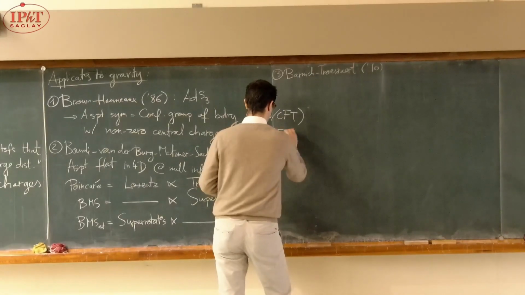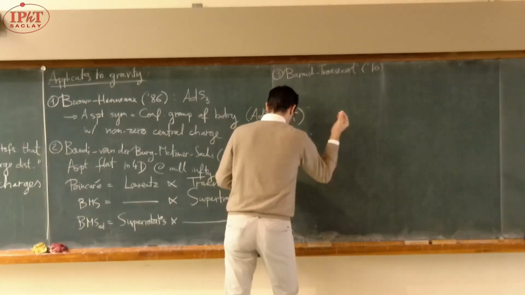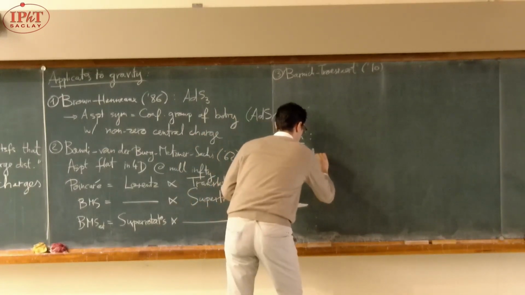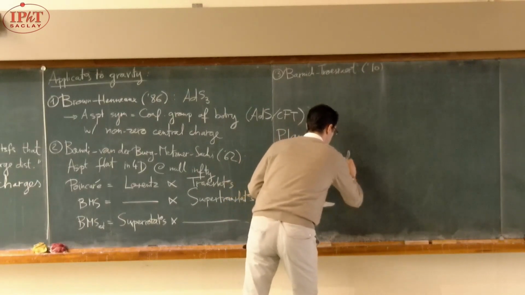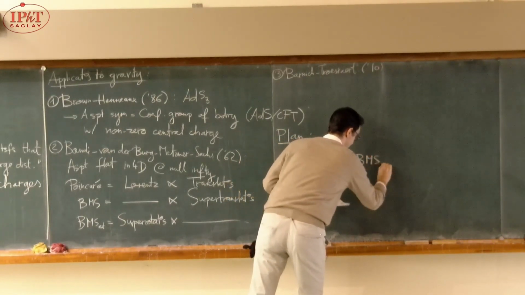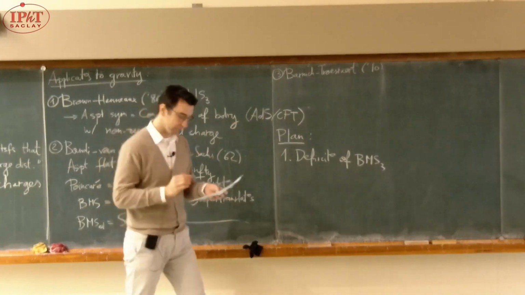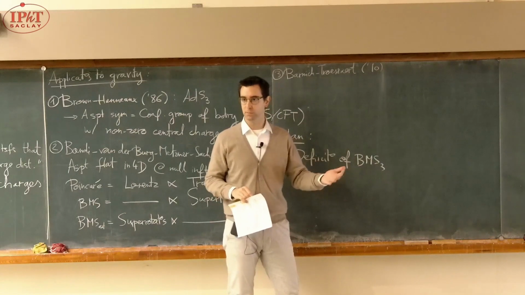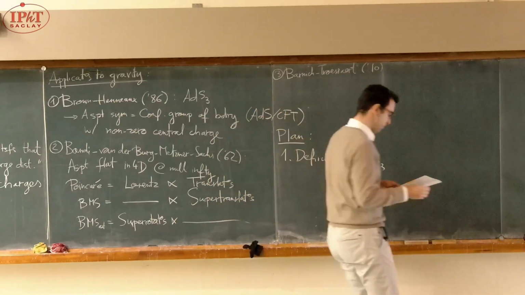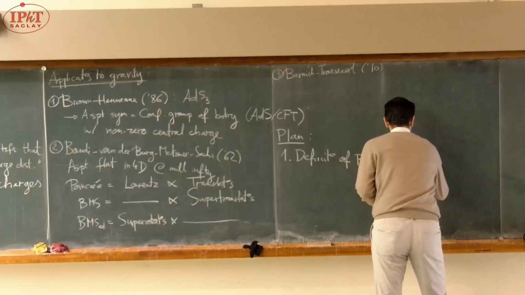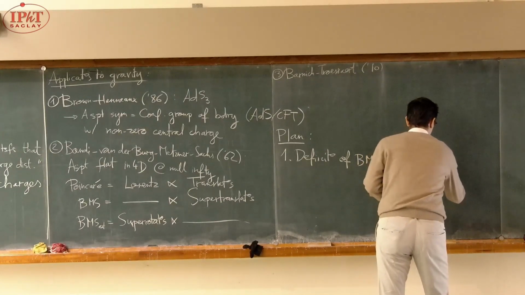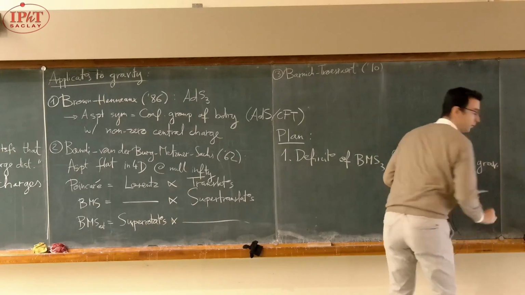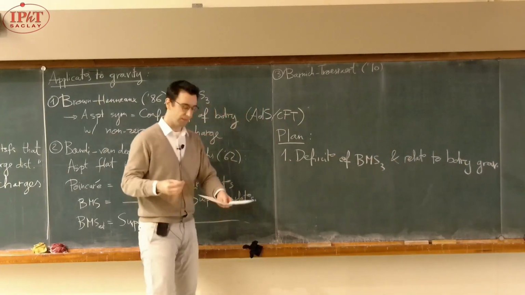Plan. There's going to be essentially two sections. The first section is going to be a definition of the BMS3 algebra. And I stress from now on that it's going to be BMS3. In particular, I'm going to show that BMS3 is an ultra-relativistic Carrollian limit of the Virasoro algebra. And I'm going to relate this definition to what I'm calling, in short, boundary gravitons. But those are really boundary degrees of freedom of the gravitational field in 2+1 dimensions.